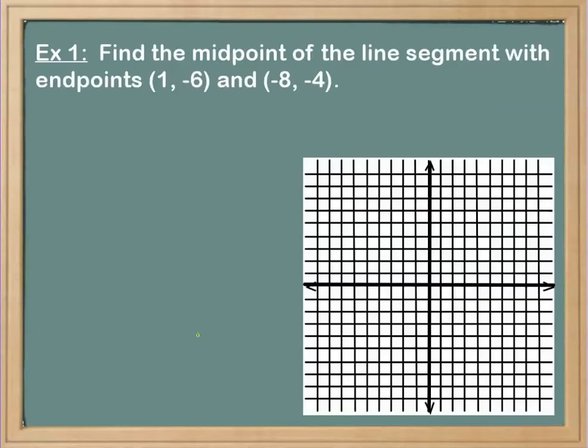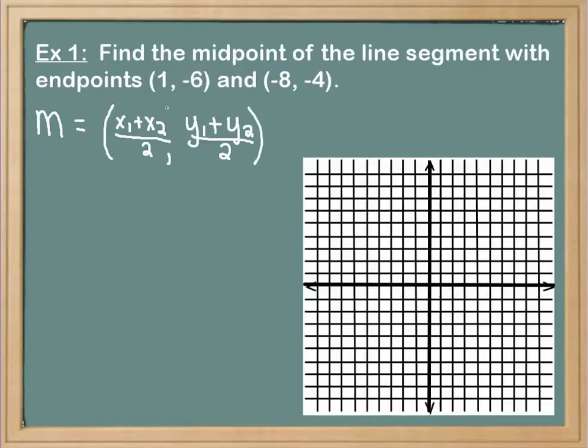Okay, let's find the midpoint of the line segment who has endpoints 1, -6, and -8, -4. First of all, I'm just going to remind you of what the midpoint is based on that formula on the previous slide, which is x1 plus x2 divided by 2, comma, y1 plus y2 divided by 2. Remember, the midpoint is a point. It has an x and a y coordinate.